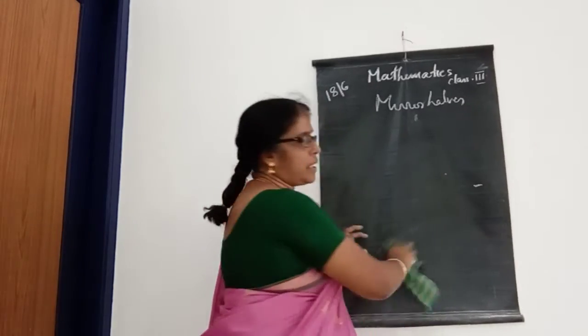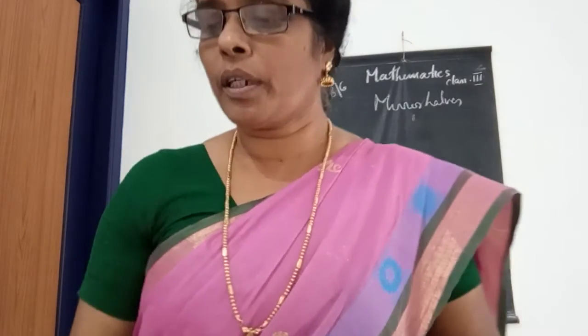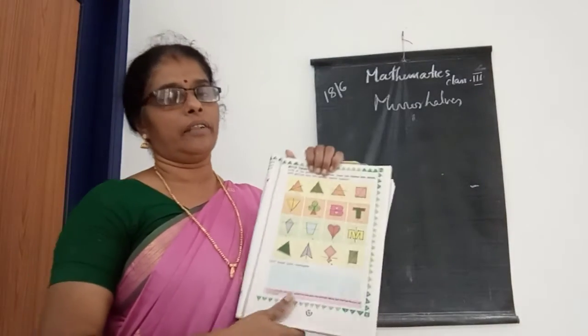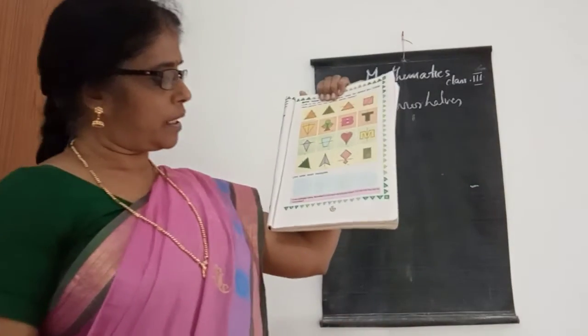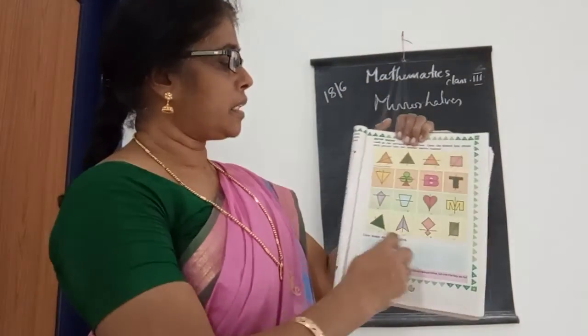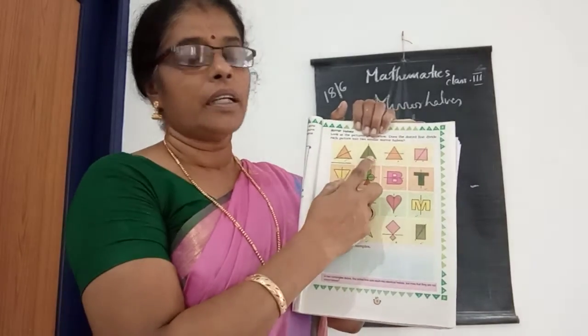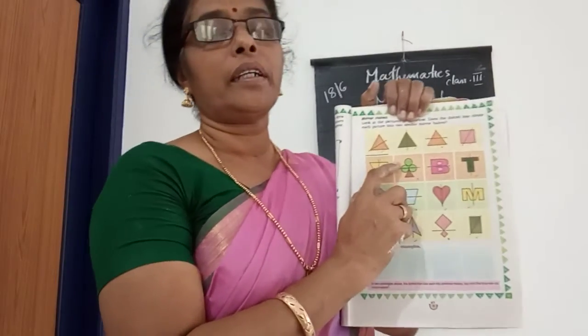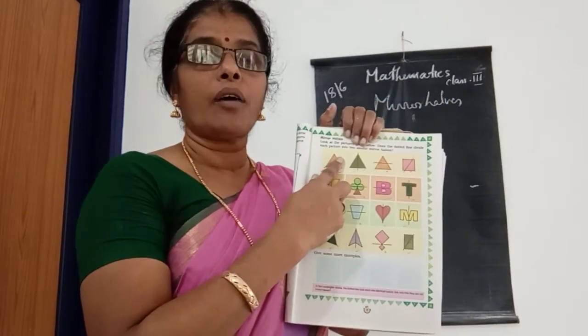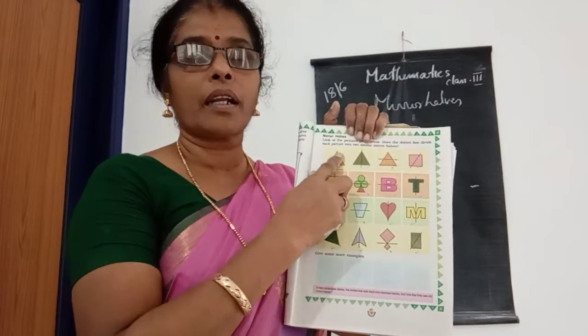Okay, children, then we can take the next page. Look here, some pictures are already given. Look here, children, page number 9. Here you can see different types of pictures already given. In those pictures you have to identify, is this a mirror or not?